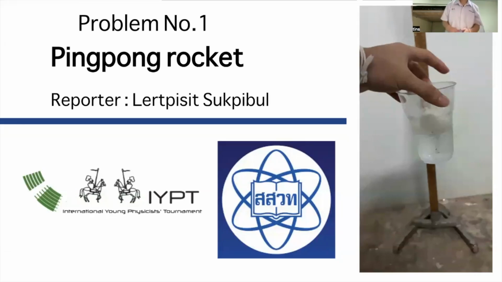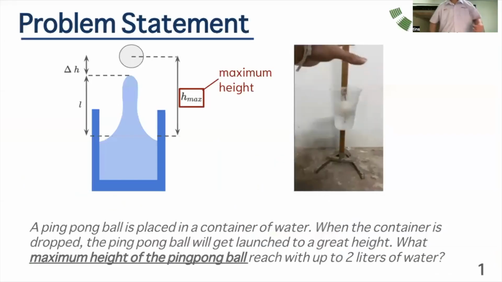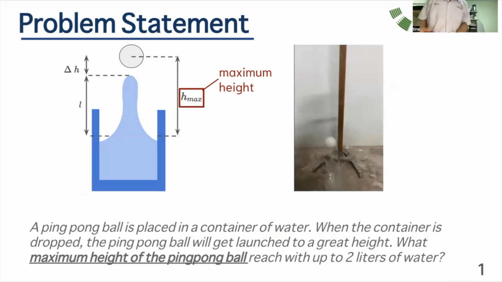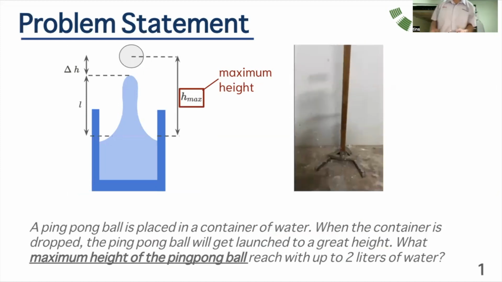My name is Lazarus. Today we show problem statement number 1, ping-pong socket. In the statement, a ping-pong ball is placed in a container of water. When the container is dropped, what maximum height can the ping-pong ball reach with 2 liters of water? We need to understand the parameters that directly affect the ping-pong ball.